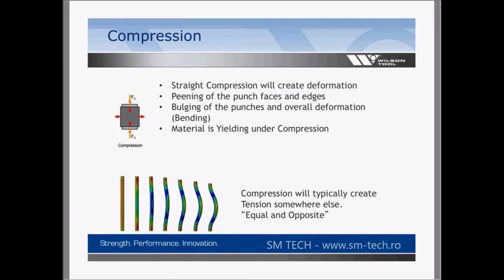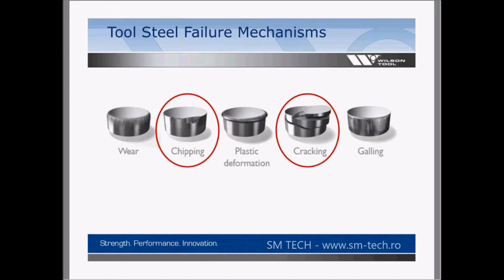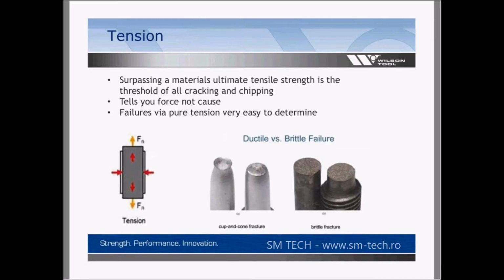So the thing you want to watch out for when you do change your compressive strength is that you're not impeding on the tensile strength of the material. If you do that, you'll change from a deformation into a cracking or a chipping, which would be the next problem that could occur. So let's take a look at that chipping and cracking.